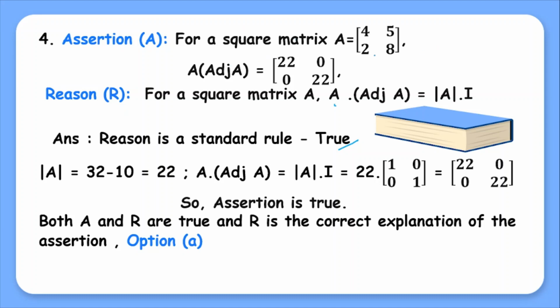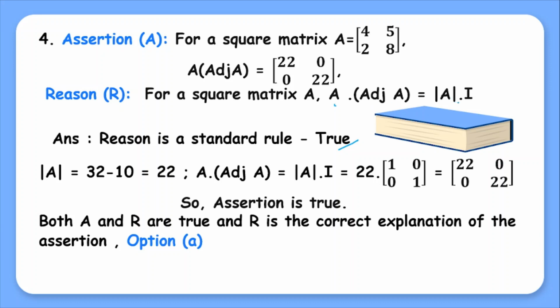First find the determinant of this A. 4 8s are 32, minus 2 5s are 10, gives 22. 22 into the identity matrix is [22, 0; 0, 22]. Yes, the assertion is also correct. The assertion is true, and the reason is also true.